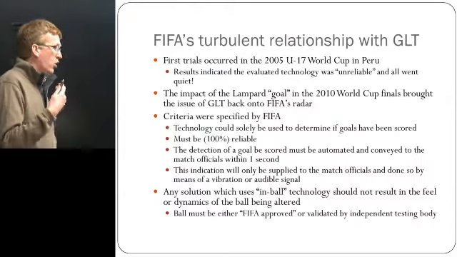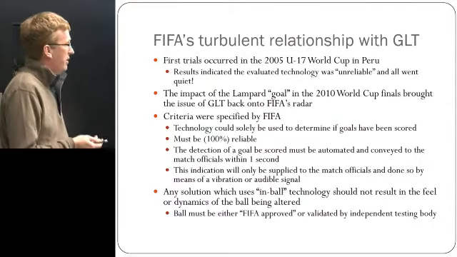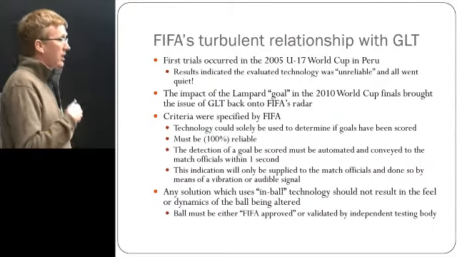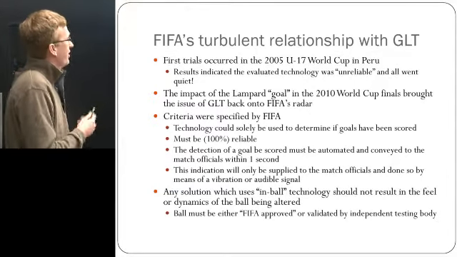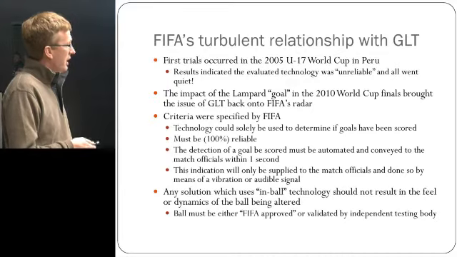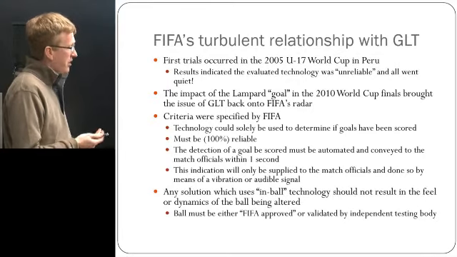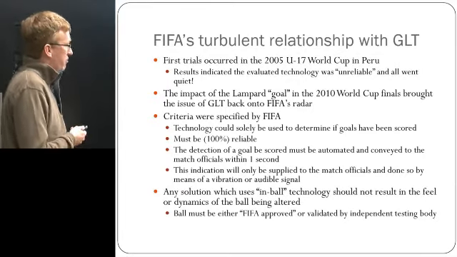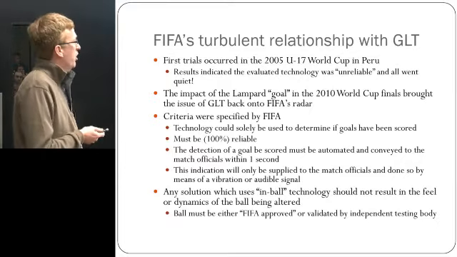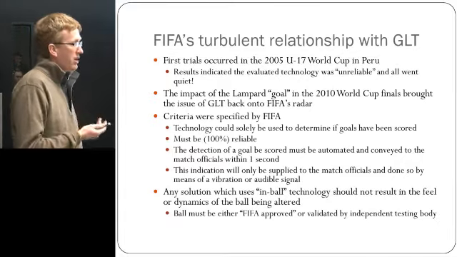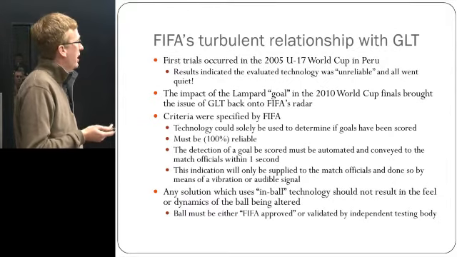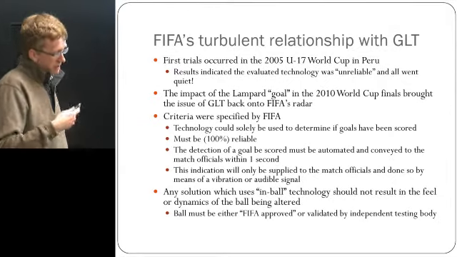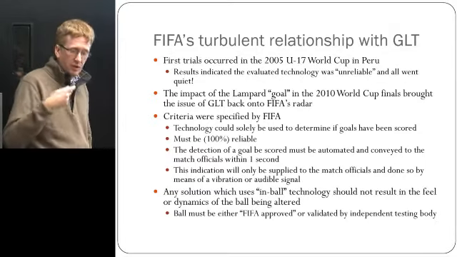So goal line technology, particularly in the soccer domain, has seen a lot of interest, and certainly FIFA has a very turbulent relationship, as they have with most things, but with goal line technology in particular. They first started seriously looking at it in 2005 in the Under-17 World Cup in Peru, where they evaluated one system that I'll talk about in a minute. The result there was that it was unreliable. And it came up and it came down in the media.